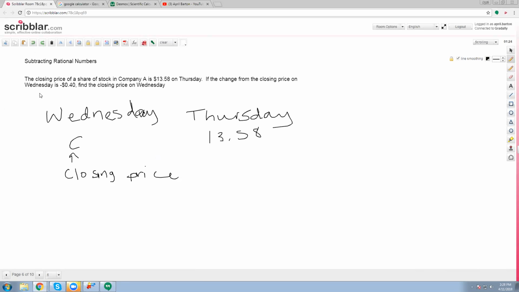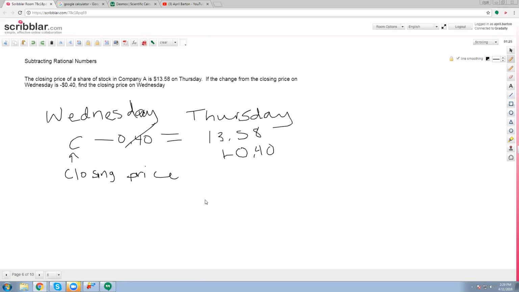So if the change is subtracting 40 cents, their stock went down. This is all about stocks and people trying to buy and sell shares. So their closing price went down and became the 13.58. So again, we have to do a backwards process. What are we going to have to do to find Wednesday's price? If we know Thursday's and we're going backwards, what's the opposite operation we have to do? Good. We have to add the 0.40.